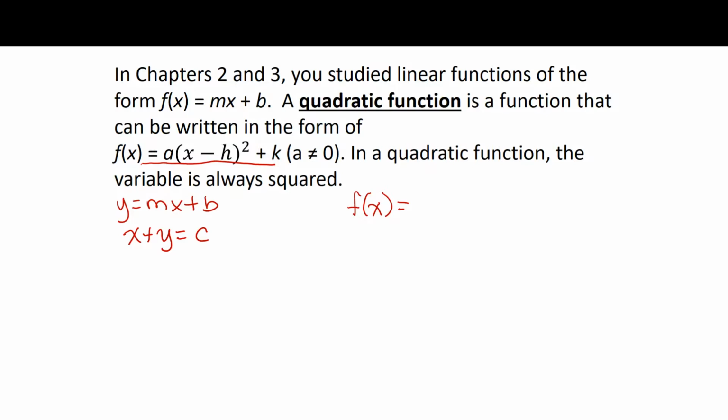f of x equals ax squared plus bx plus c. So the difference is that in a quadratic function, the variable is always squared. Notice in our linear equations, our x is raised to the power of 1. But in a quadratic equation, our x is raised to a power of 2. And that's what makes it a quadratic function.